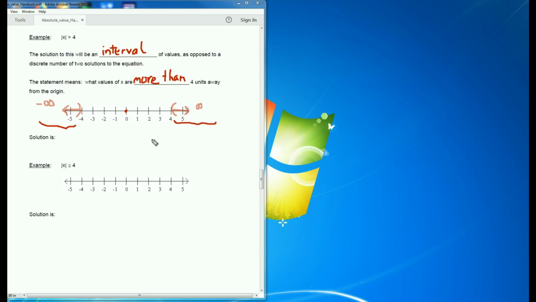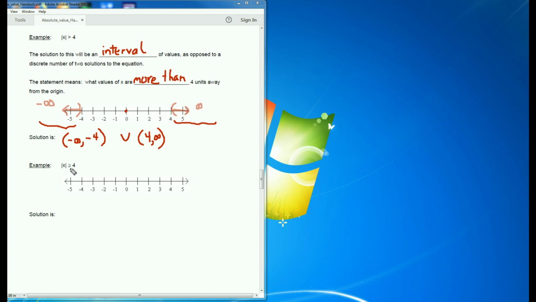So in this case, we need to write it as a union in interval notation. So it is -infinity, comma, -4, paren, union with paren 4, comma, infinity. Okay.